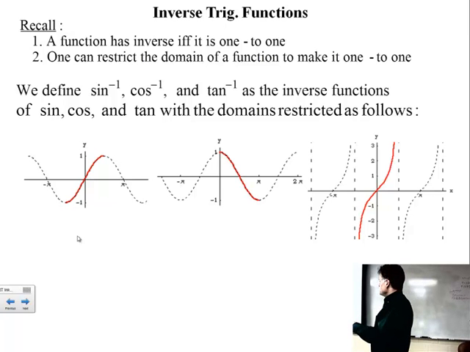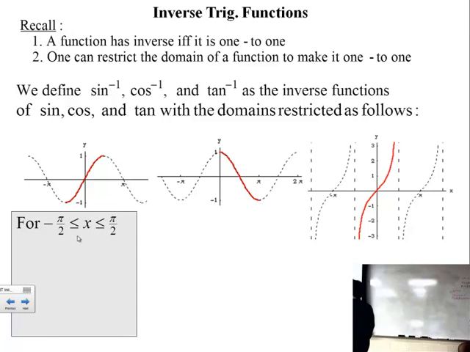Whereas the domain, what's the domain of sine inverse? It goes from -1 to 1. So it's only defined for values in the range -1 to 1. Similarly for cosine inverse.